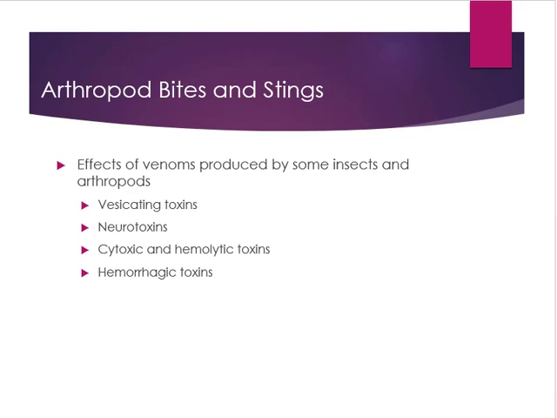We can also be bitten by bugs, and that can cause some different reactions based on the bite and their venom. So some vesicating toxins include different beetles, caterpillars, and millipedes that can produce blisters. Neurotoxins could be from black widow spiders, scorpions, ticks, and different bumblebees. Also, cytotoxic or hemolytic toxins can be from mites, chiggers, and brown recluse spiders, and hemorrhagic toxins could include lice, fleas, ticks, mites, and biting flies.